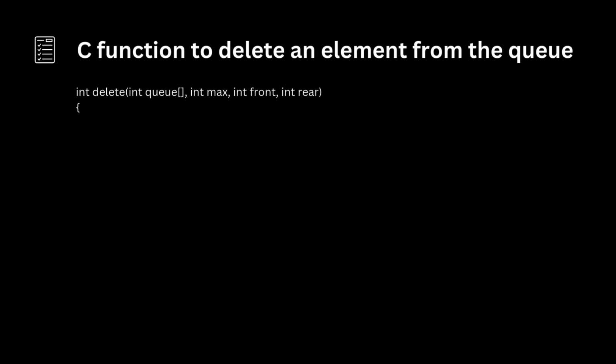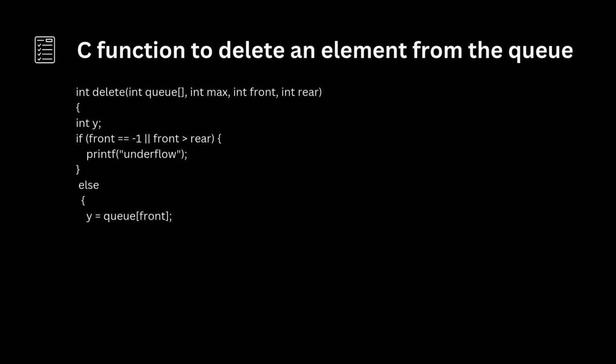Now let us write a C function to delete an element from the queue. Variable to store the deleted element. Check if the queue is empty. If the queue is empty, print underflow, else store the element to be deleted. If there is only one element in the queue, set both front and rear to -1 to indicate an empty queue. Else increment front to point to the next element and return the deleted element.